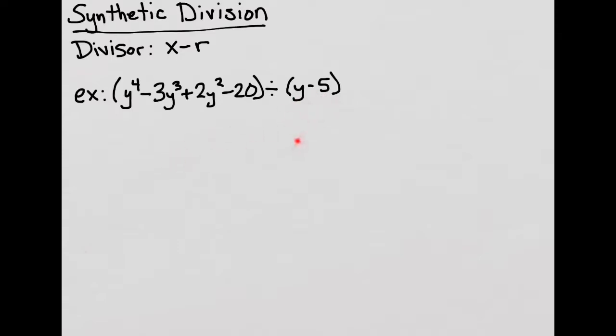So this is the way that I set this up. You're going to take the coefficients of what is being divided, so the dividend. In this case, that is our first expression. And I'm going to lay them out as so. So the coefficient of y to the fourth is 1. The coefficient of y to the third is -3. Coefficient of y squared is 2.